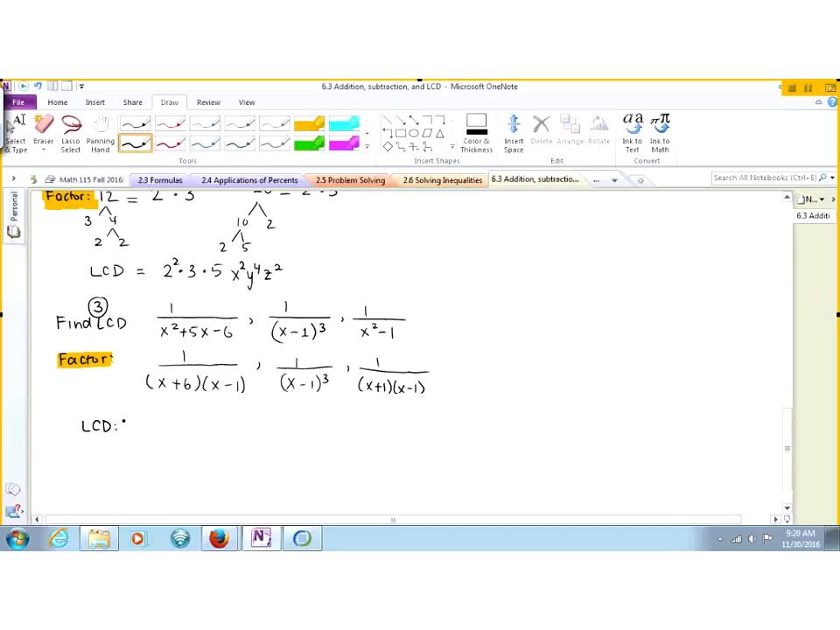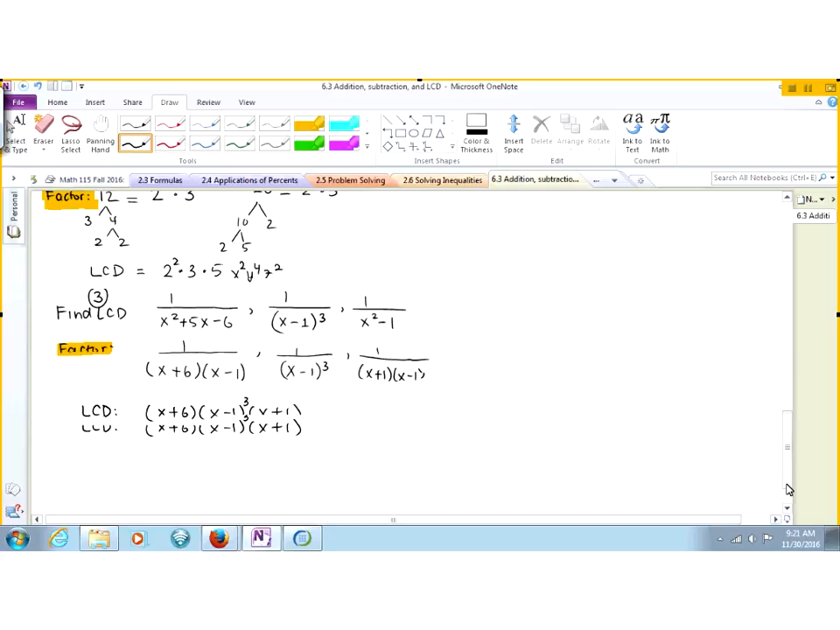Okay, so what is the LCD? Well, what are the distinct factors? X plus 6, what else? X minus 1 and x plus 1. Yes. So those are the distinct factors. Now, what am I supposed to do next? Highest exponent. What is the highest exponent for x plus 6? Nothing, so it's 1. What about x minus 1? Cube. What about x plus 1? 1, which is nothing. We don't write anything if the exponent is 1. Does that make sense? Okay.